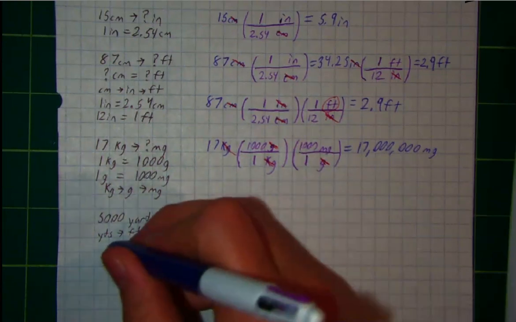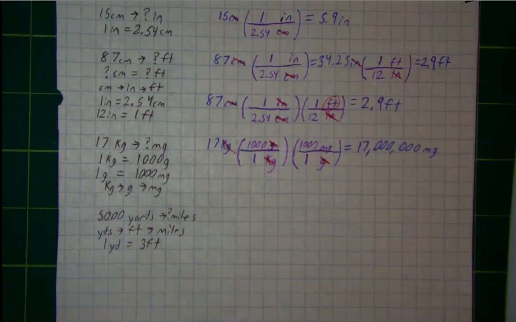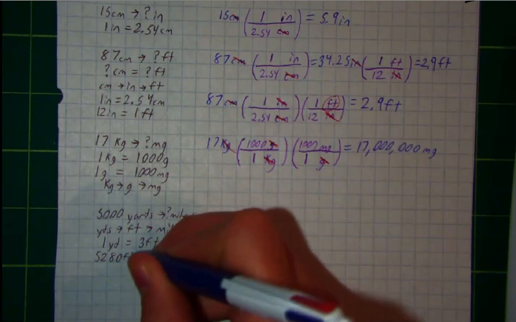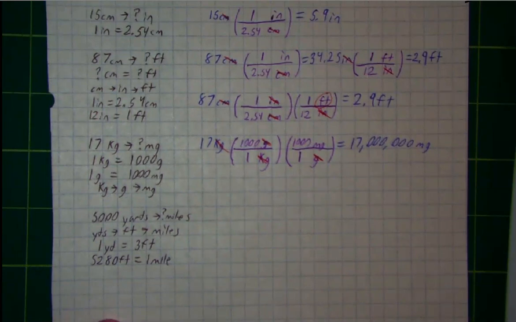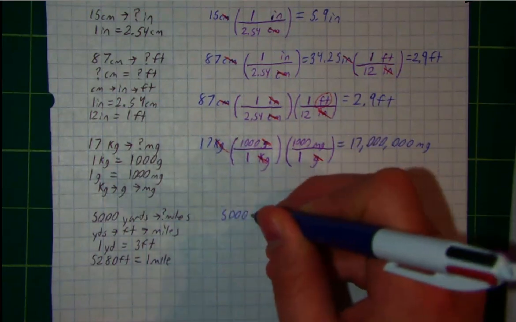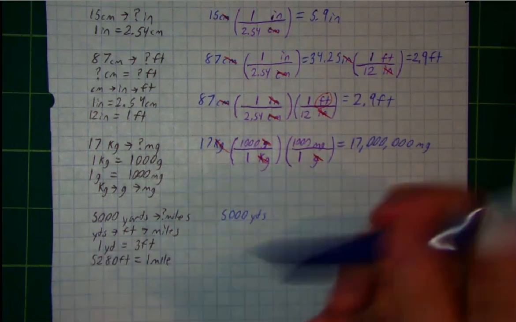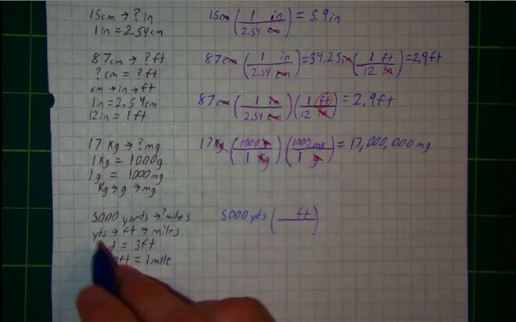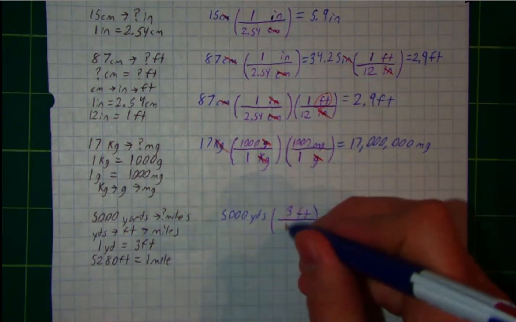And I know that 1 yard equals 3 feet by looking at my conversion chart. I also know that 5,280 feet equals 1 mile, again, by looking at my conversion chart. And so we have everything we need to solve this problem. Our given measurement was 5,000 yards. The first thing we want to do is convert it to feet. And so that is our desired units. I put feet on top. My given units were yards. And I know that 3 feet equals 1 yard.